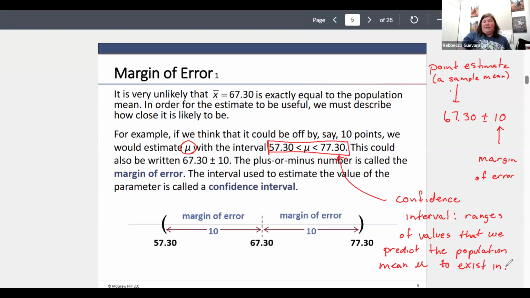Like I said, we expect that the population mean is somewhere in there. It could be anywhere. Maybe it's right here at the very edge. Maybe it's not. Maybe it's right here, almost exactly in the center. But we expect that somewhere in this range, we'll find that population mean. So the next question is really going to be: how good of an estimate is this?